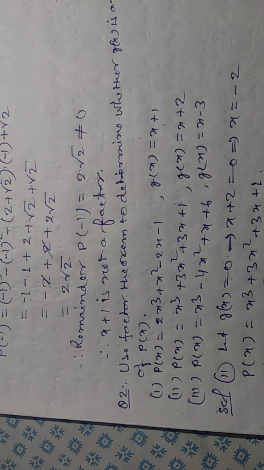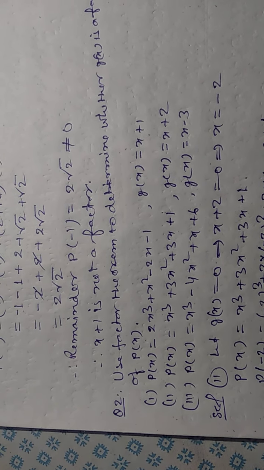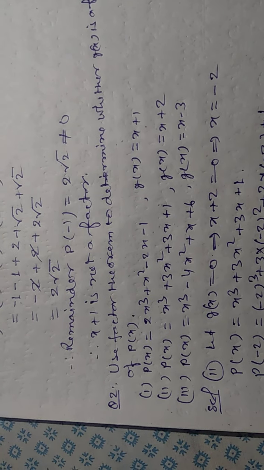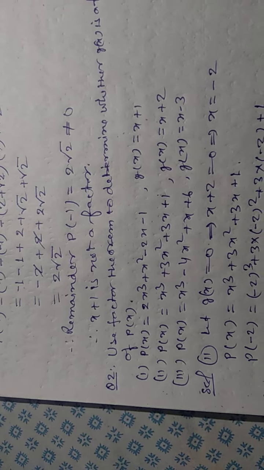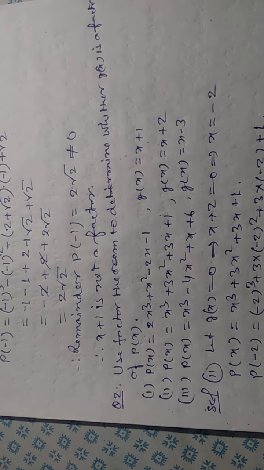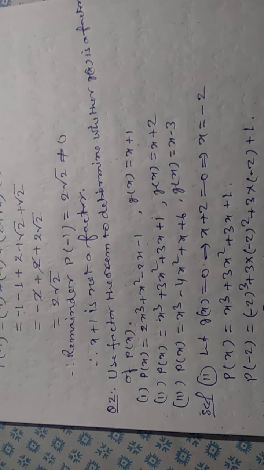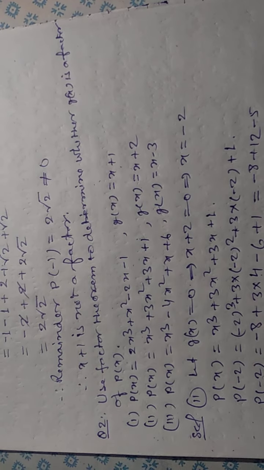Minus 8 minus 12, it is 4 minus 5, it is equal to minus 1, which is not equal to 0. Therefore, g(x) equal to x plus 2 is not a factor.